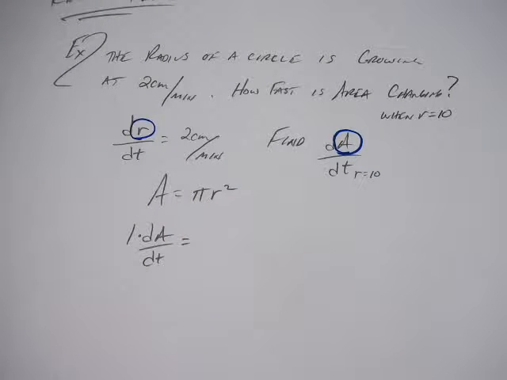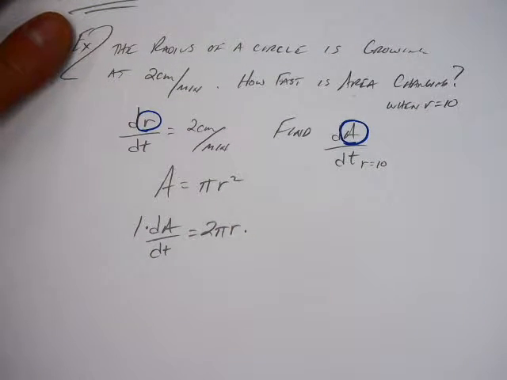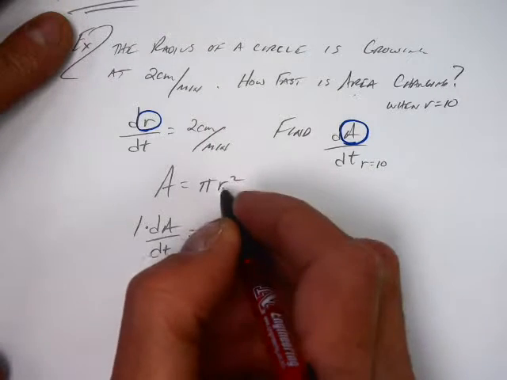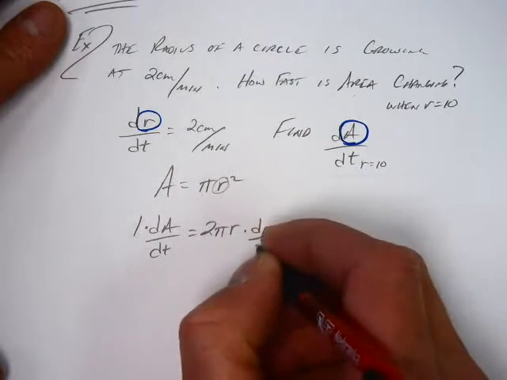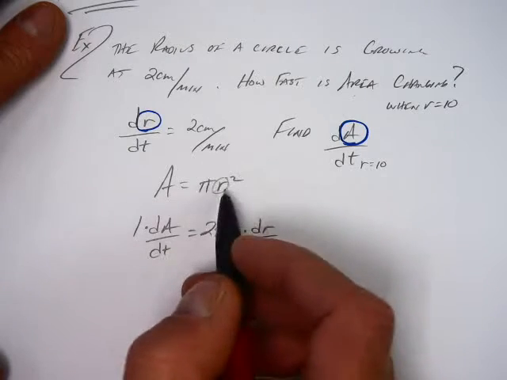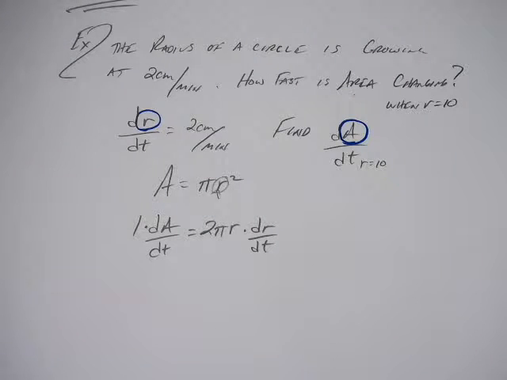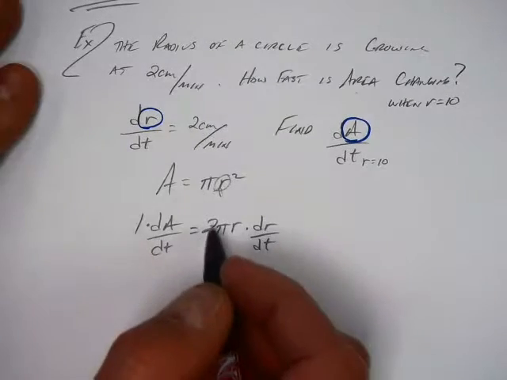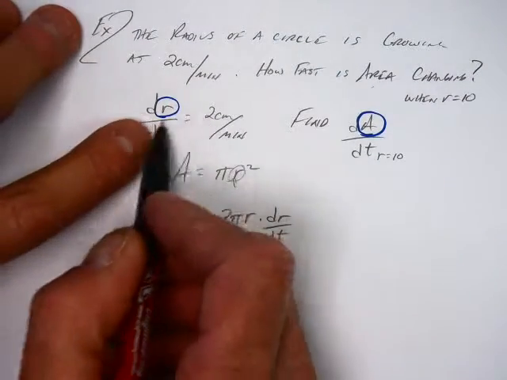Equals, what's the derivative of pi r squared? Two pi r, good. 2πr times, how could I express how fast r is changing? It'd be dr dt. I've already successfully differentiated this, so now I'm just looking at the r, it's dr dt. Okay, so what this is telling me is that anytime my radius changes a little bit, it's going to tell me how quickly my area changes. Okay? So now let's plug in what we know.